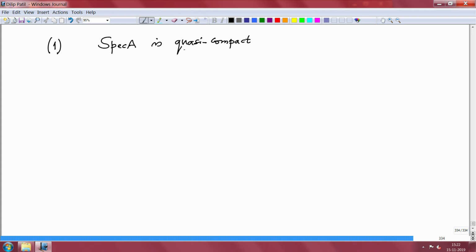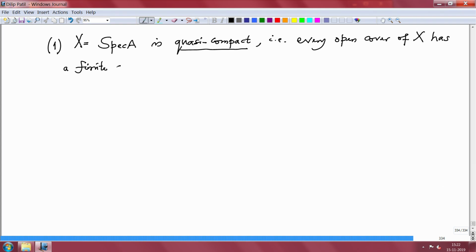I will recall what it means. So, that is every open cover, let us call it X, cover of X has a finite subcover. What does that mean? Let us write in symbols. So, this is the meaning in symbols.